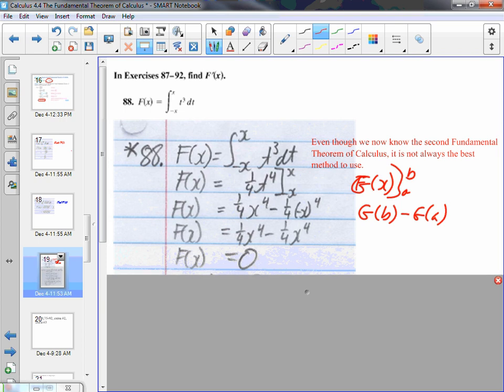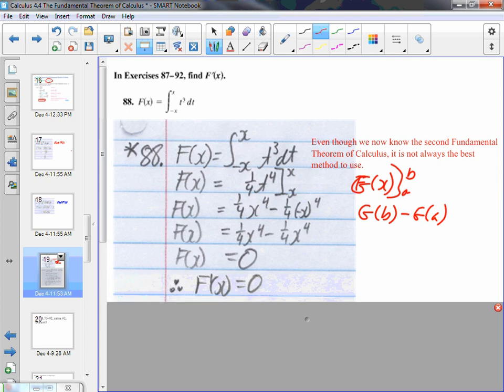So, our function is 0. What's the derivative of 0? Because when I raise negative x to the fourth, that's a positive x to the fourth. So 1/4 x to the fourth minus 1/4 x to the fourth is 0. It did.